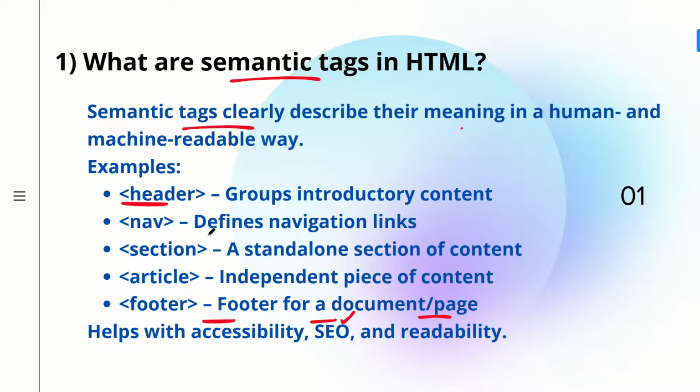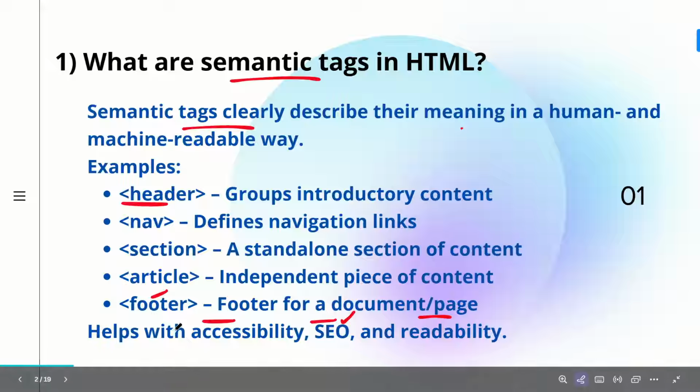Then we have nav, which is helpful for defining the navigation links. Then we have section, a standalone section of the content, helpful in grouping the content of a similar type. Then we have article, an independent piece of content. And footer, which is the ending of the document and the page.